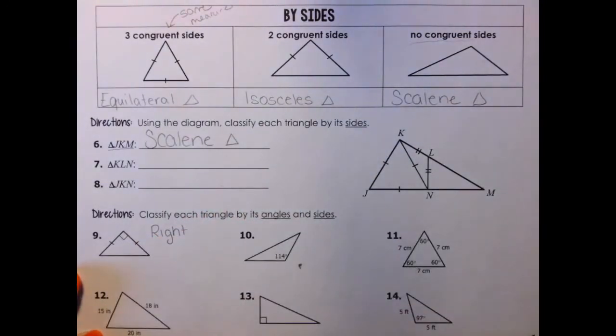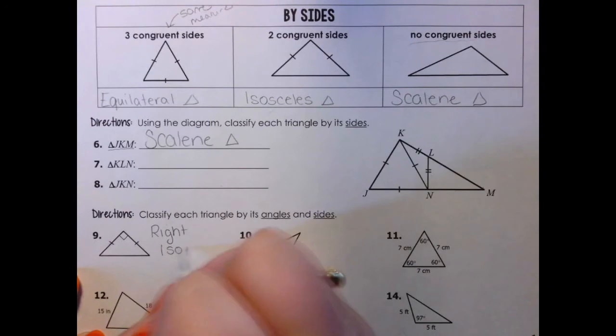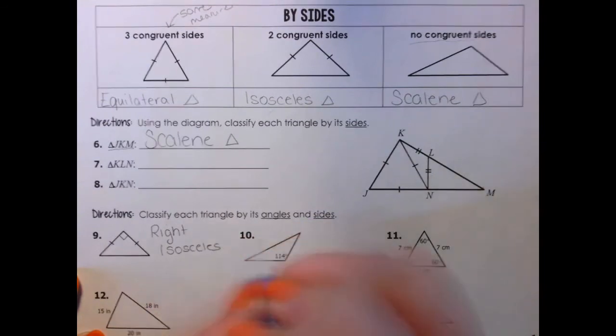And then I'm going to look at its sides. These little tick marks here are going to tell me that those 2 sides are congruent. So if I have 2 congruent sides, it's going to be isosceles. So this is going to be a right isosceles triangle.